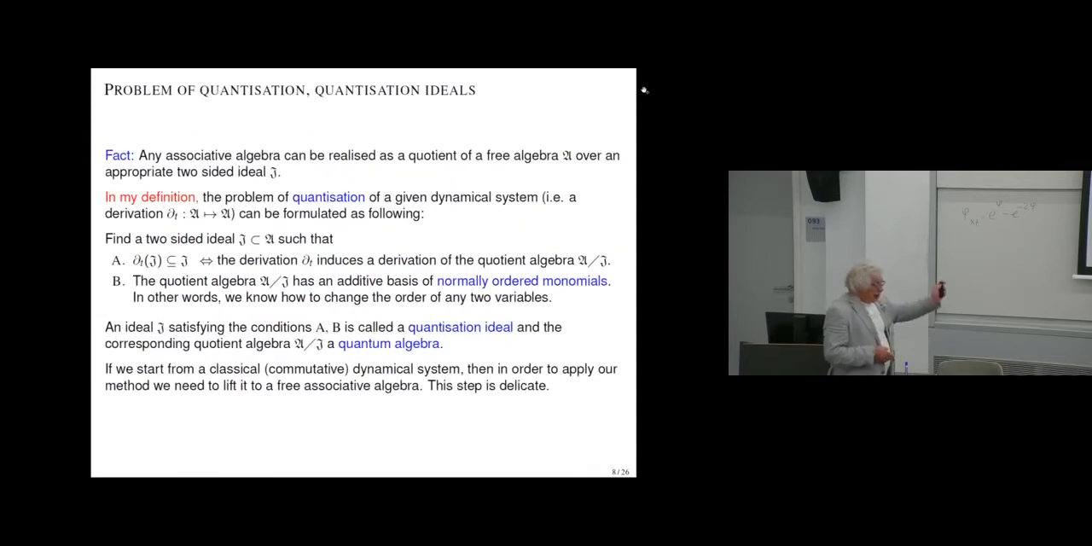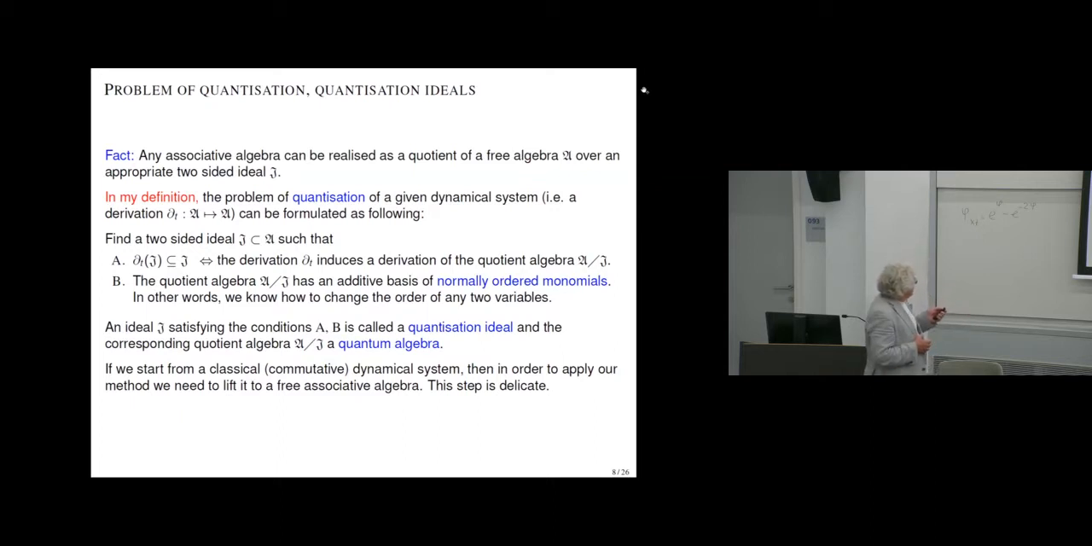Now my main slide, where I give a non-orthodox definition of quantization. First, I start from the mathematical part. What we do, we want to build a system, not commutative, but of some algebra. But any associative algebra is isomorphic to a quotient of a free algebra by a suitable two-sided ideal, right?